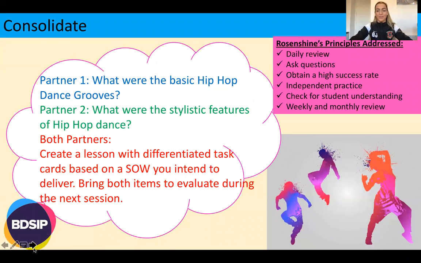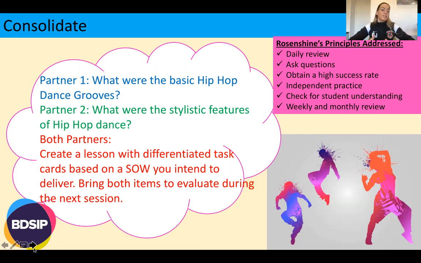This is an example of what I would have done with you if we were actually together in person, and this would be a consolidate. It's an idea of what you can do within your lessons to consolidate the learning that's taken place. It might be peer talk again. Partner 1, you might ask them what were the basic hip hop dance grooves that they've learned during the lesson. Partner 2, what were the stylistic features of hip hop dance that they'd learned?